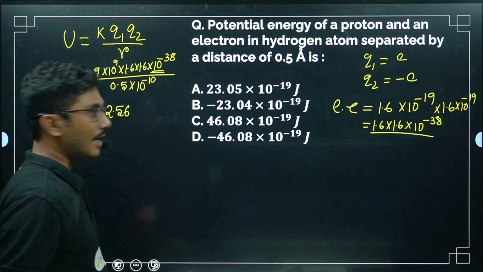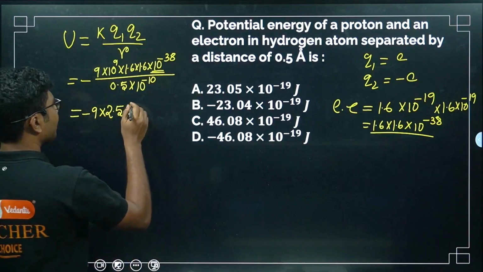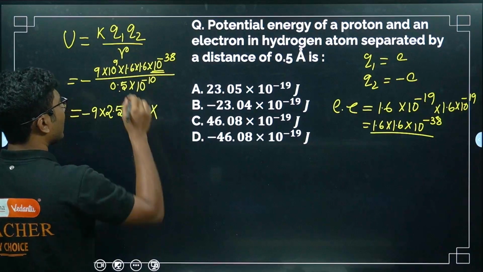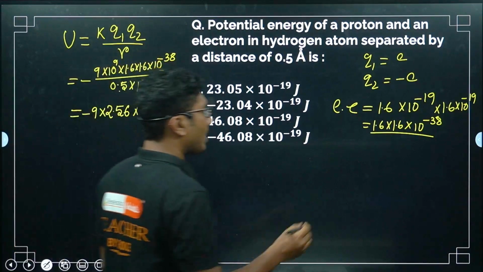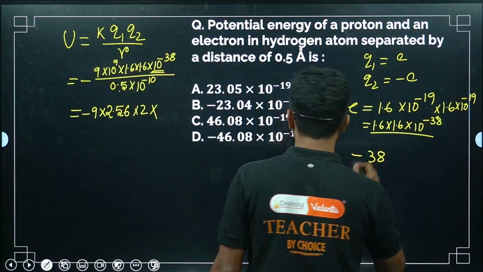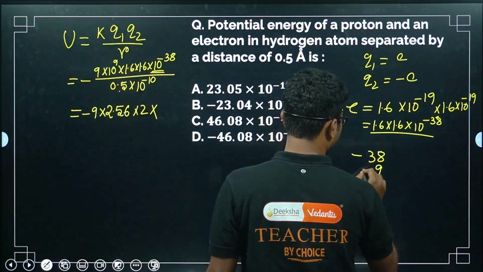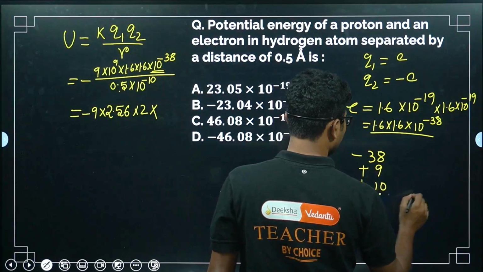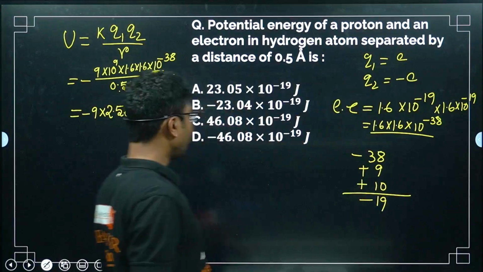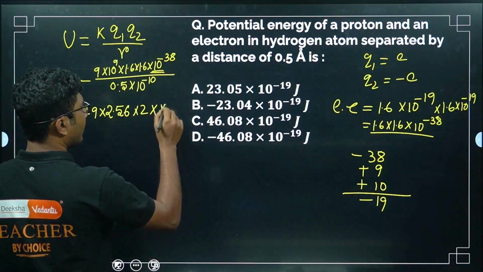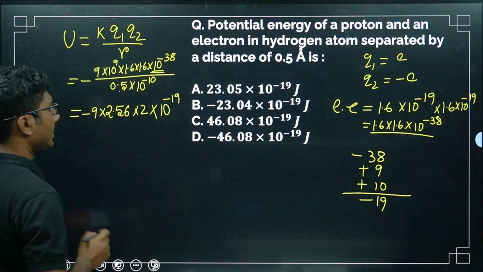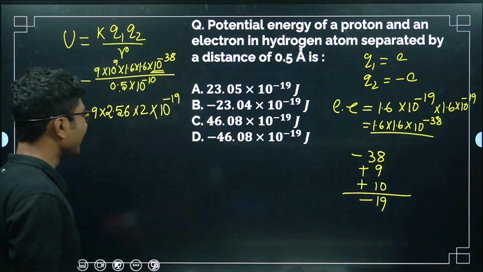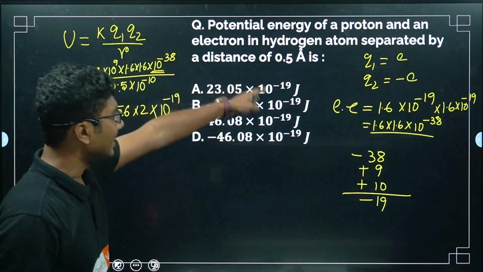After that you have to take 2 decimals, so 2.56 times, this 0.5 will go up and it will become 2 times 10 to the power of minus 38 plus 9. This minus 10 will go up and it will become minus 19. Okay, clear? 10 to the power of minus 19, right? Now here you cannot do anything else because all the options, all the calculations are given. They have 10 to the power minus 19.